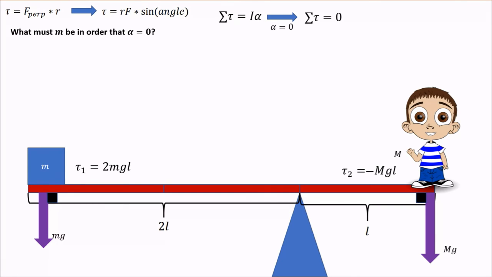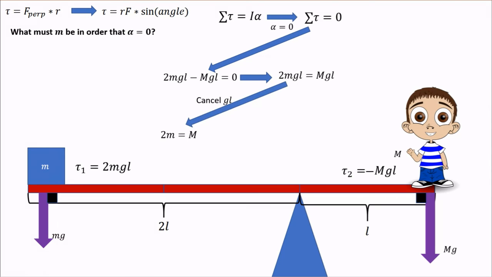So now let's put this into our equation here. And then let's solve for little m, which is what we want to know. So let's move the two terms to opposite sides. Now each term has a g and an L term, so those cancel. Dividing both sides by 2, we get that little m equals half of big M. So it takes a mass of half the size to balance the child.